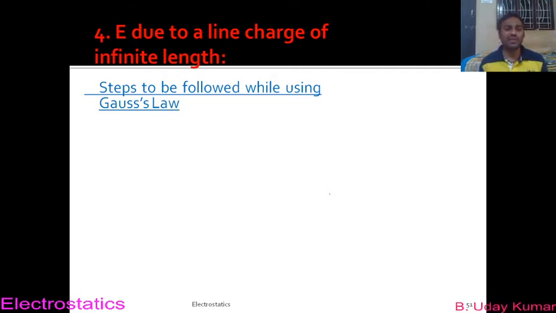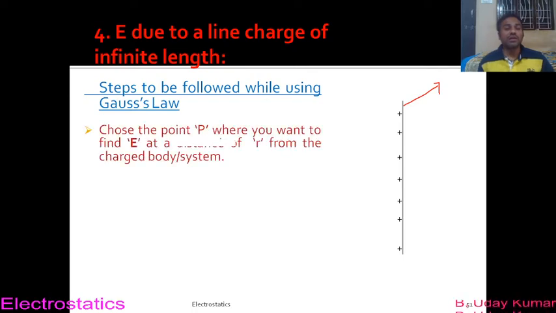So how do we determine the electric field intensity due to a line charge of infinite length? Let us assume that this is our system of charge, a line charge of infinite length. To determine electric field intensity in the case of Gauss law, I already told you to follow certain steps. So what are these steps? I hope you remember. First, you have to choose the point P where you want to find the electric field intensity, and let us assume that the point P is at a distance of small r.